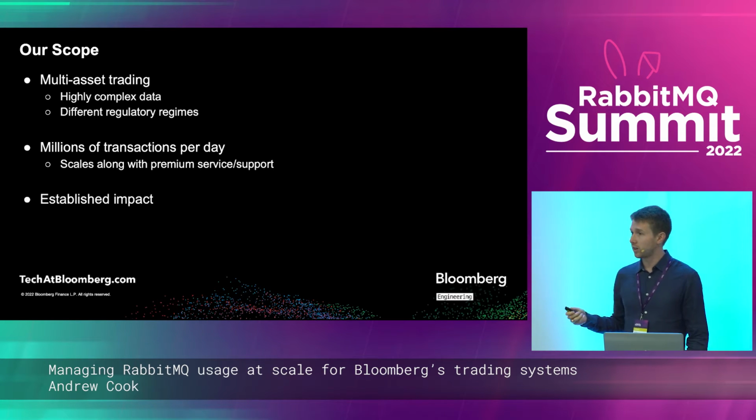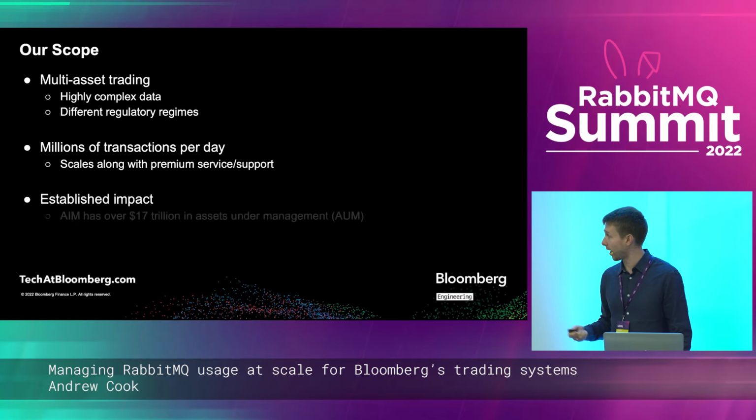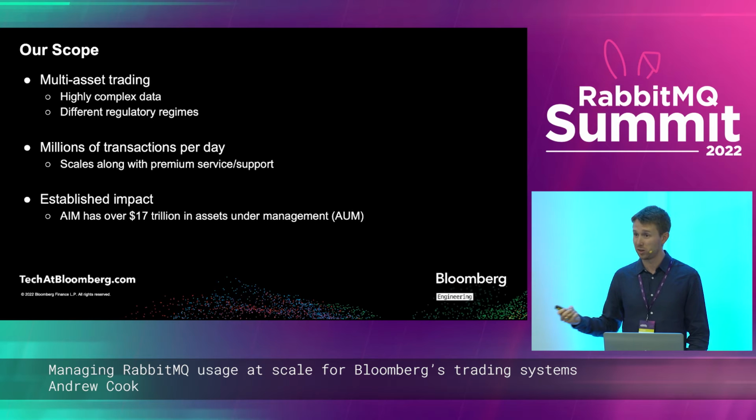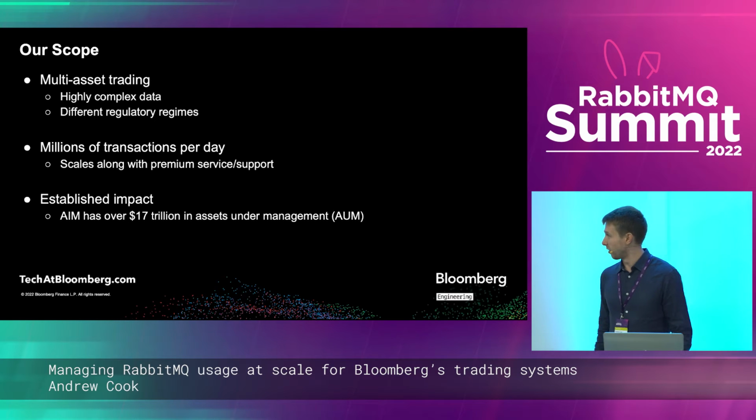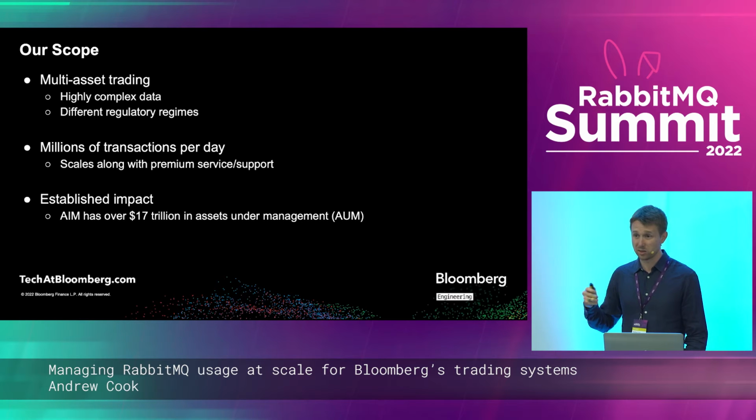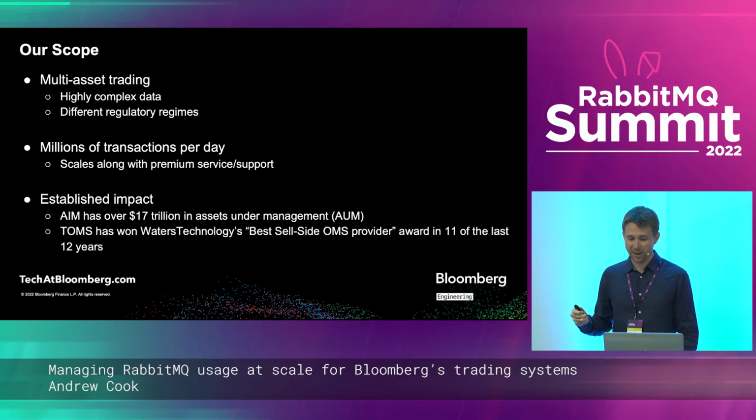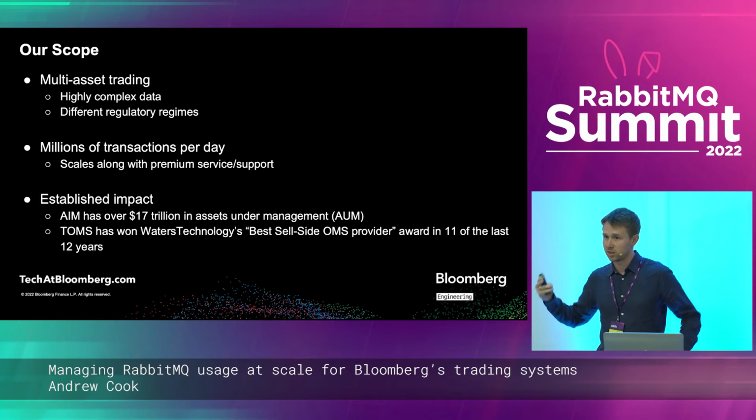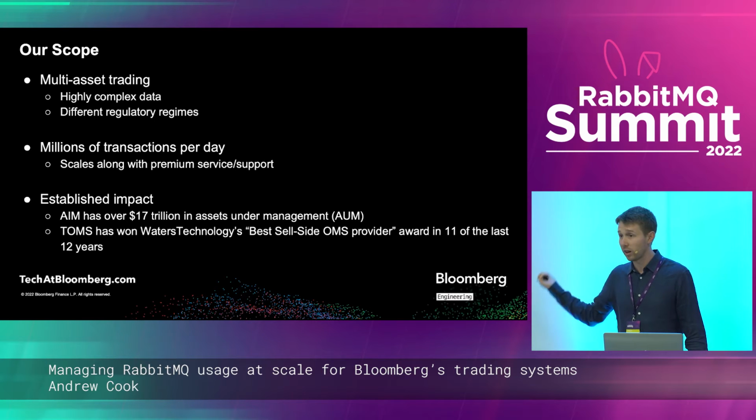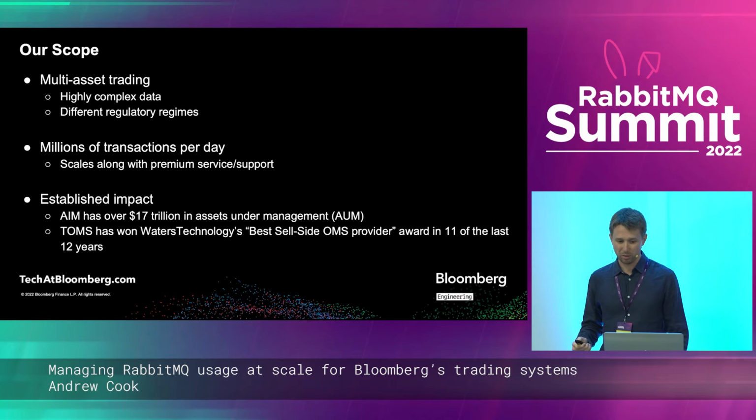And finally, just to give you an idea of where we stand as a business, our buy-side system, AIM, has over $17 trillion in assets under management, which is as huge as it sounds. It's really quite interesting to see the scope at some points. And our sell-side system, TOMS, Waters Technology publishes this best sell-side system award every year, and they have won it 11 of the last 12 years. And of course, our challenge as engineers is to continue to deliver this high quality level of service to our clients.